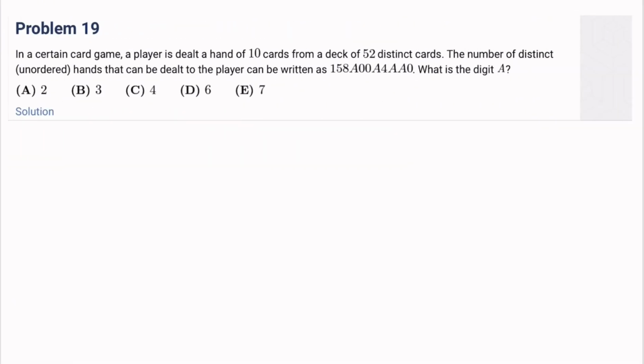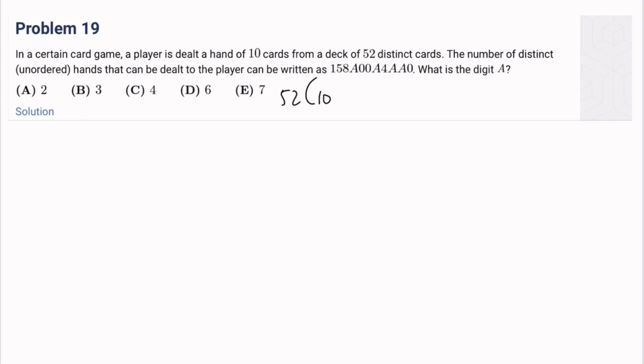Number 19. In a certain card game, a player is dealt a hand of 10 cards from a deck of 52 distinct cards. The number of distinct unordered hands that can be dealt to the player can be written as this monstrosity. What is the digit A? Okay, so a player is dealt a hand of 10 cards from 52, right? And so we want the number of distinct hands, but then that's just 52 choose 10, right? So if we write down 52 choose 10, that will be this monstrosity, right?